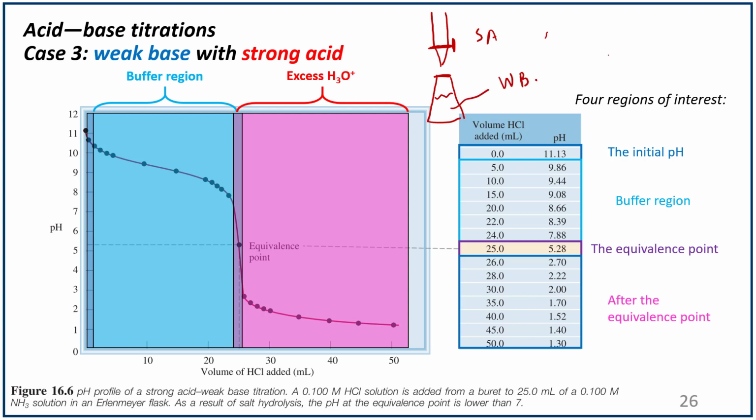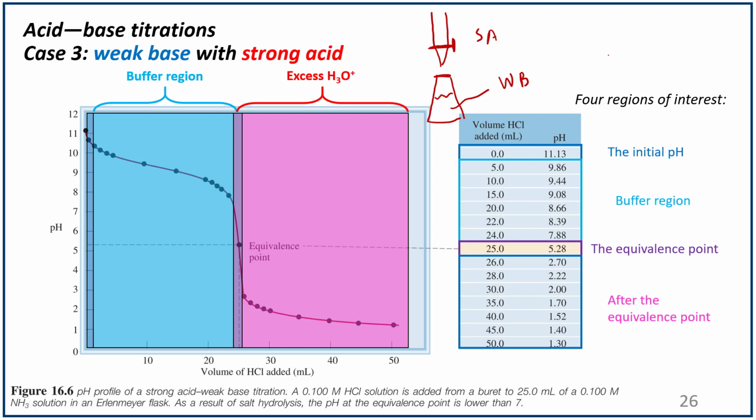So let's consider this titration curve in which 25 ml of 0.1 molar ammonia is being titrated with 0.1 molar hydrochloric acid. Again, there are four regions of interest that we're looking at. First, the initial pH region, in which we have not added any hydrochloric acid to the ammonia yet.